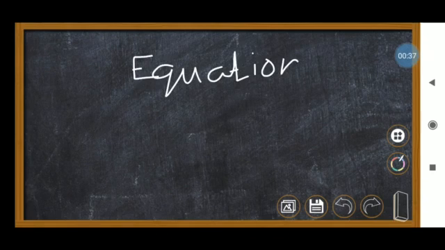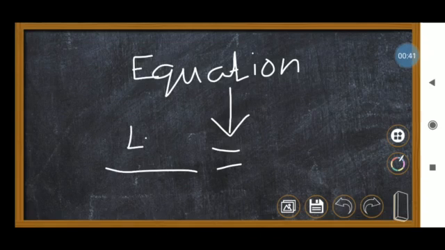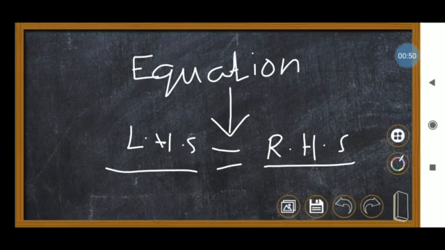In the last class we saw what is meant by an equation. The equation consists of the equal symbol, with one term on the left hand side and one term on the right hand side. This would be equal to this one. So the left hand side should be equal to the right hand side. These are the things we have seen so far.